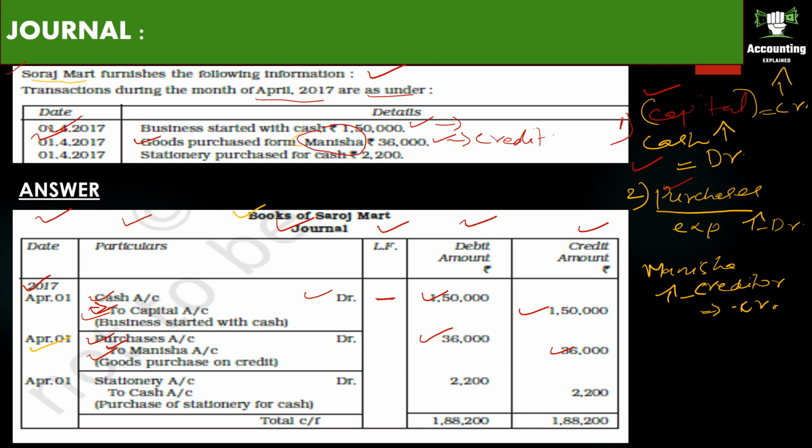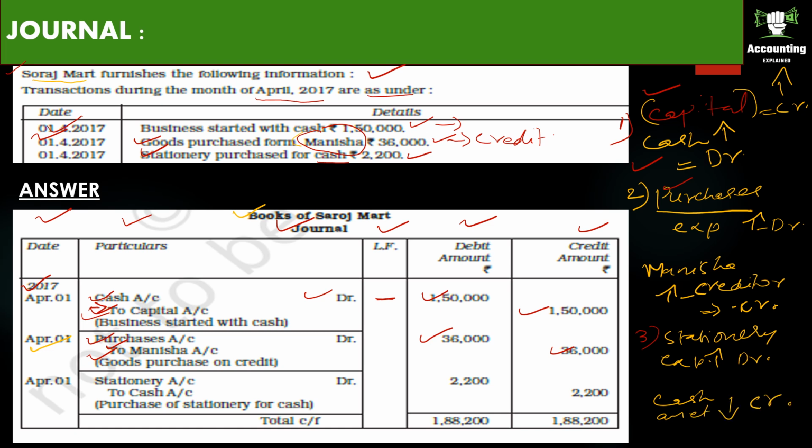Okay, next the third entry. Stationery purchased for cash 2,200. You have purchased what? Stationery. Stationery is an expense. When the expense increases, what you have to do? We have to debit. Okay, you have purchased for cash. So cash is your asset. When the asset decreases, what you have to do?